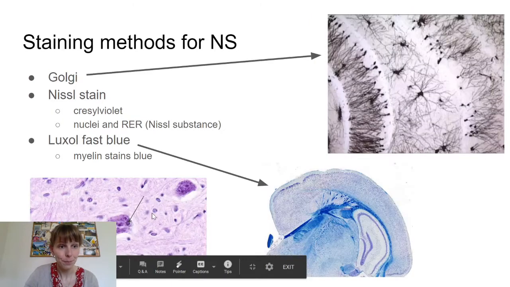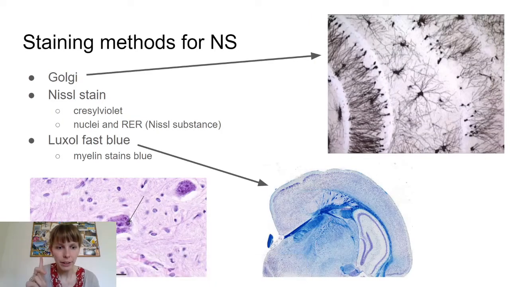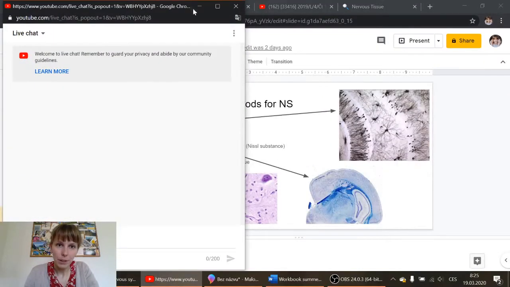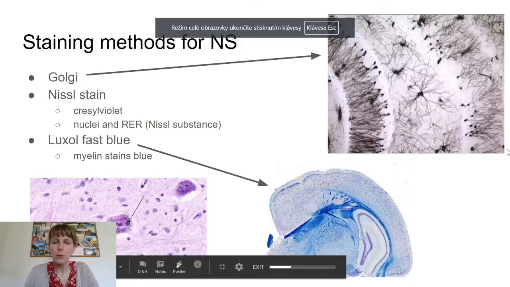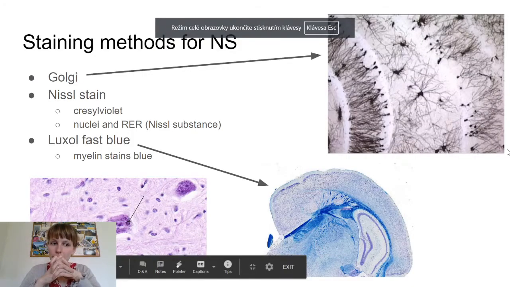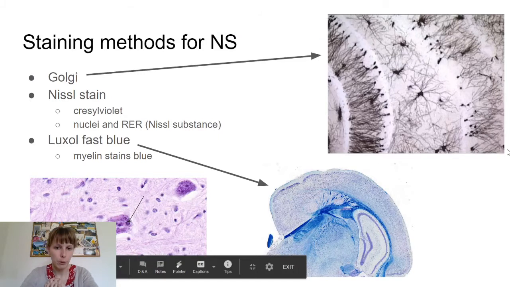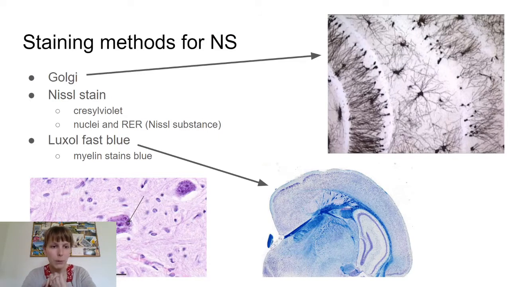And one more thing we need to talk about before we get to the slides is what staining methods are used for staining the nervous system. So, okay, no questions, perfect. For the nervous system, you can use normal hematoxylin eosin. Some of the slides we will see will be stained with hematoxylin eosin, the one you already know with dark purple nuclei and pink cytoplasm.